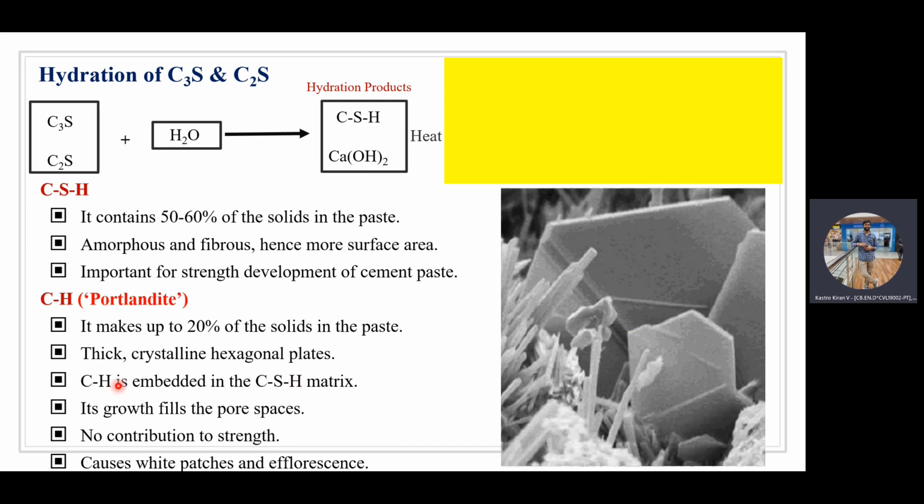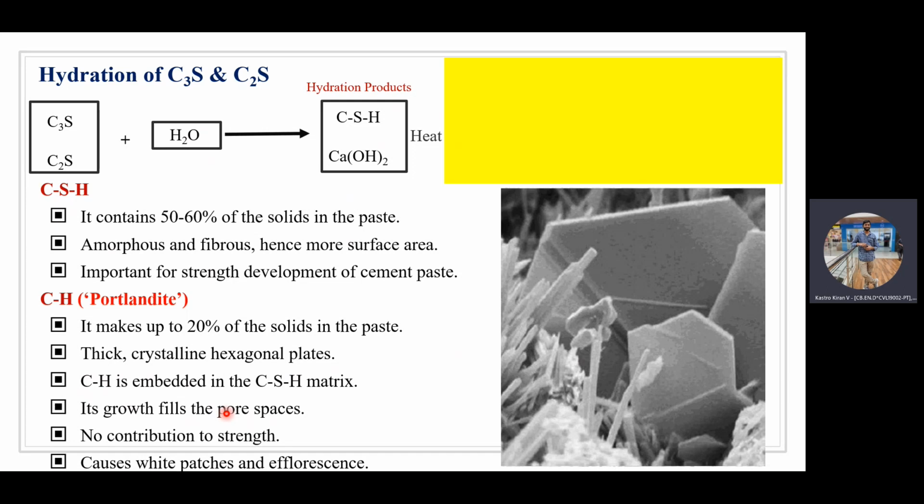So what happens when the CH compound grows? When the CH compound is growing over a period of time, whatever pore spaces are available, it is going to fill all those pore spaces. So if you don't want the concrete to be a void concrete, or to have a huge amount of voids, you should have proper growth of CH compounds. If CH compounds are not available, then voids will be there in the concrete. If the CH compounds are growing at a proper rate, then the pore spaces will be completely filled with the CH compounds.